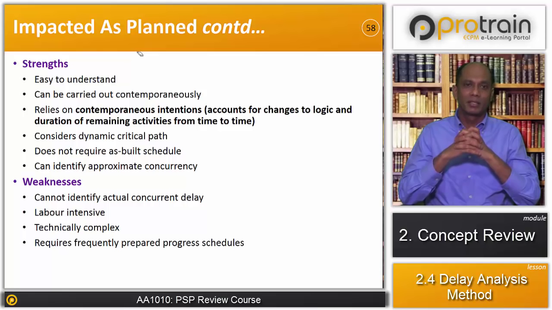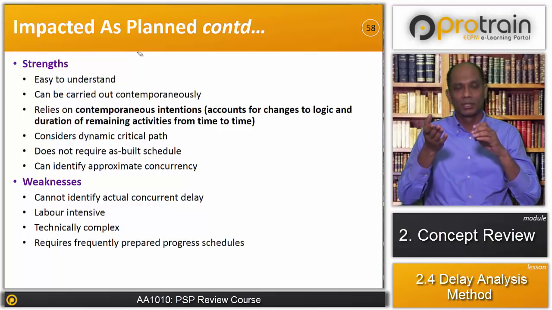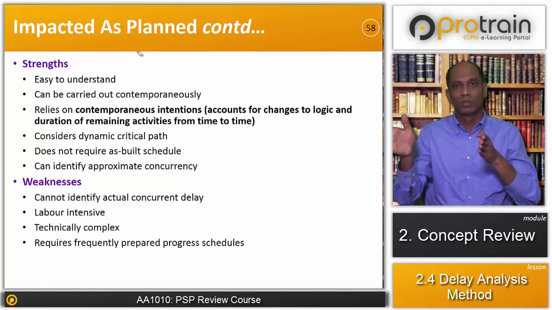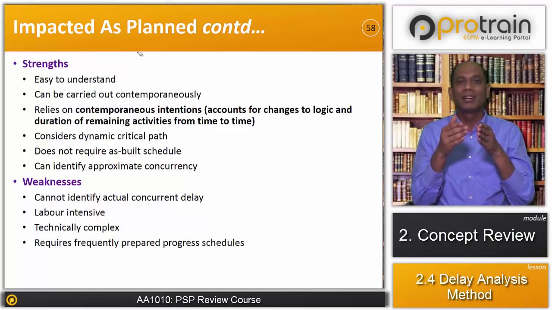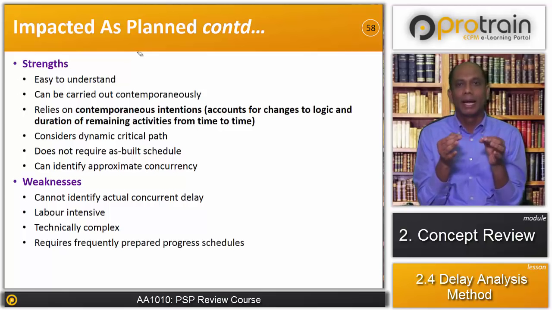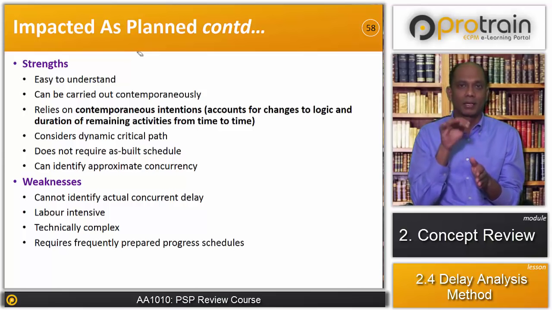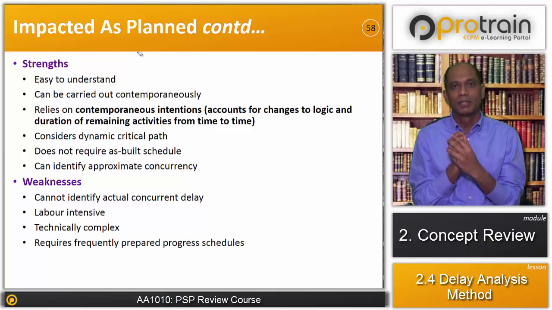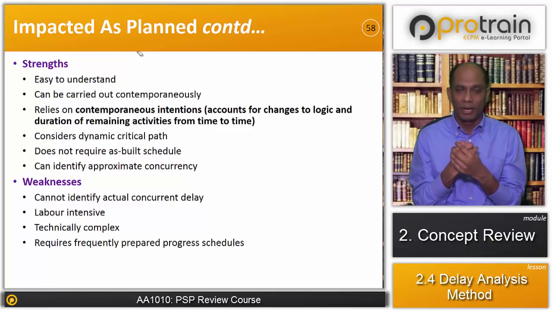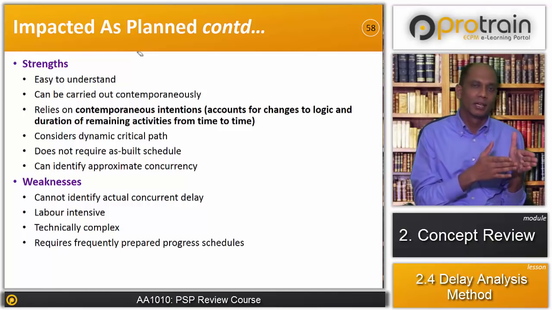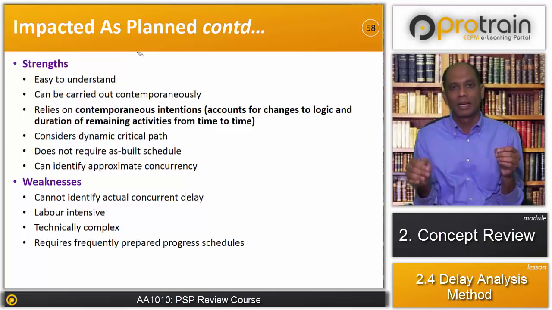Now what are the weaknesses of that? It cannot identify actual concurrent delay, because this method is still prospective in nature. Half of the schedule is completed and the remaining portion of the works is balanced, so you cannot really identify the actual concurrent delay. It is a labor-intensive method again, because you have to do various time slicing, insert each and every delay and analyze the differences. It is technically complex also. It's difficult to explain how the delay has been inserted and what the impact of that is.